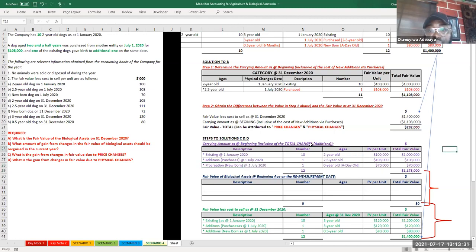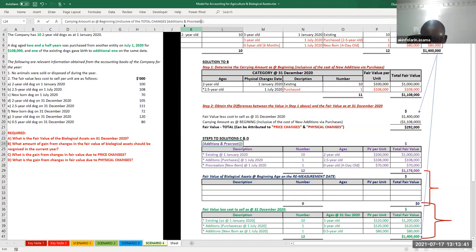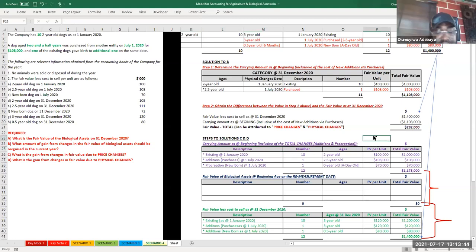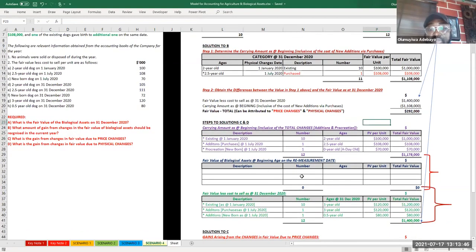Okay. Therefore, I'll come here, I'll put addition and procreation. Okay. Now, the next is that we are looking at this same beginning value. Okay. But we are looking at the fair value of it at a remeasurement date. What does that mean? Now we'll look at it from this angle.